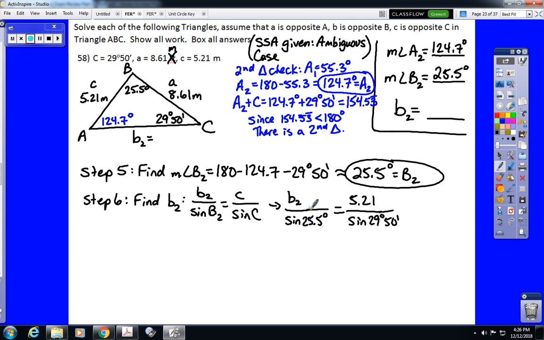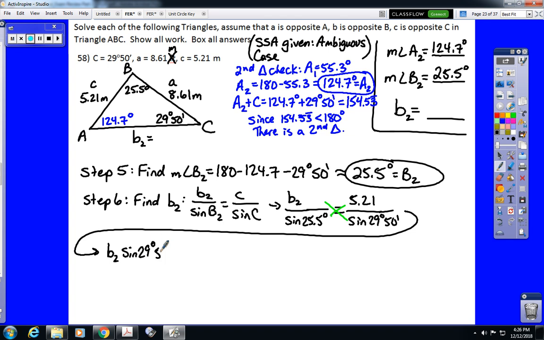So again, we're just setting up the law of sines and doing it again. We're going to cross multiply, which will give us little b times the sine of 29 degrees 50 minutes is 5.21 times the sine of 25.5. The only thing we need to do to put that in the calculator is divide by the sine of 29 degrees 50 minutes and then feed the calculator, because that cancels. And that gives us our final piece of the puzzle, which is little b2.